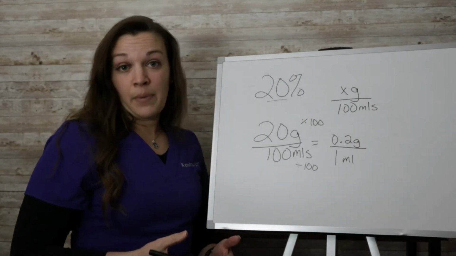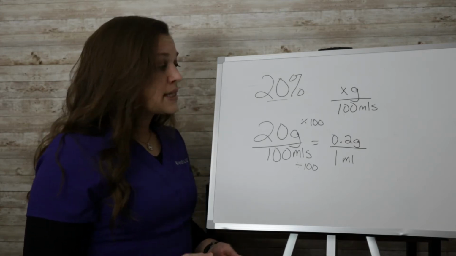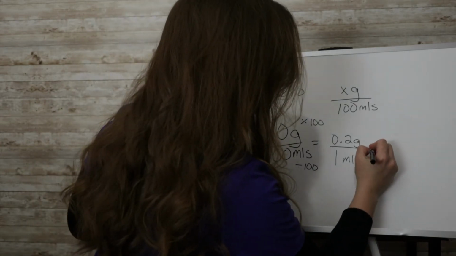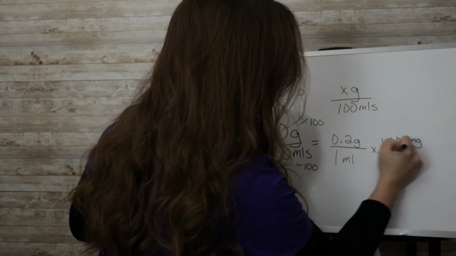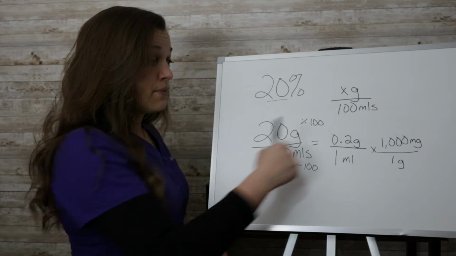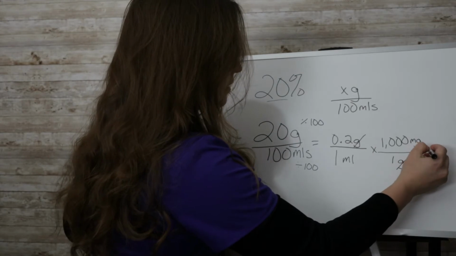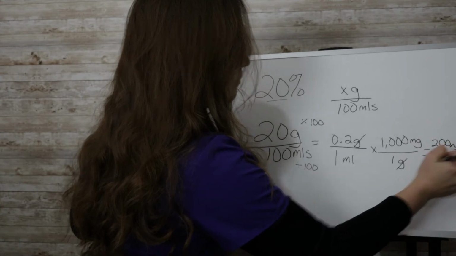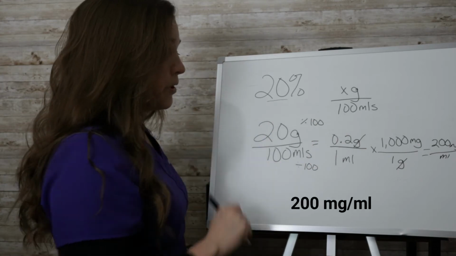Now, in the past in our sessions we have typically used mg per mil, and that's what we use a lot around hospitals. So let's get this into mgs per mil. If you remember your conversions, there are 1,000 milligrams per 1 gram. So back to our rules of dimensional analysis, our grams cancel each other out and leave us with 200 mg per mil. So that means our 20% solution is a 200 mg per mil solution.